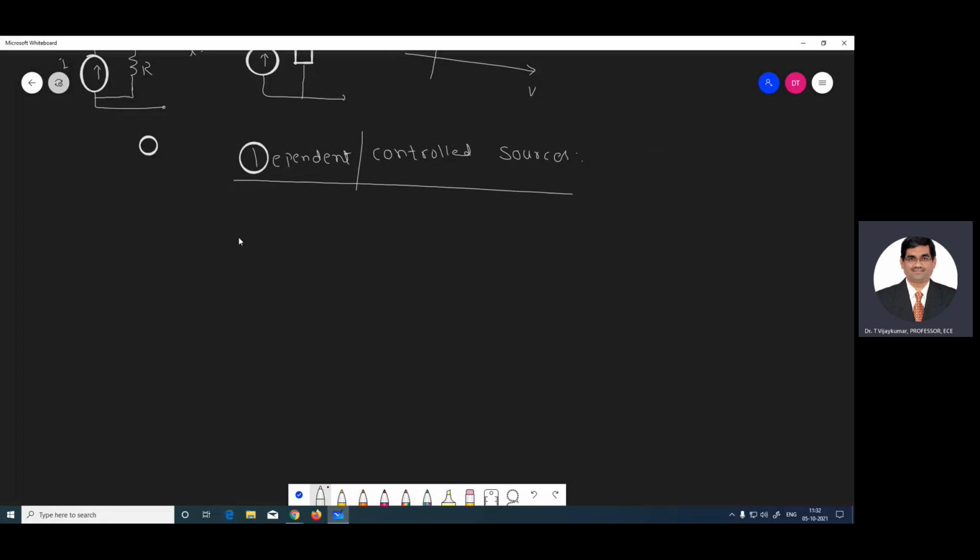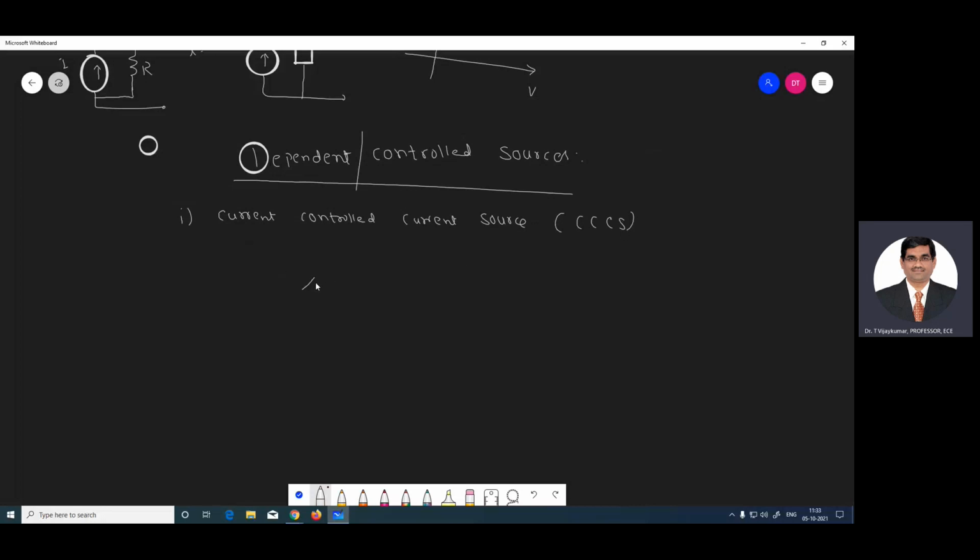In this, there will be four types of dependent or controlled sources. One is called the current controlled current source, voltage controlled current source, voltage controlled voltage source, and current controlled voltage source. The first one you can represent like this. This is a notation. Current controlled current source. Symbolically we can represent it as CCCS, current controlled current source.